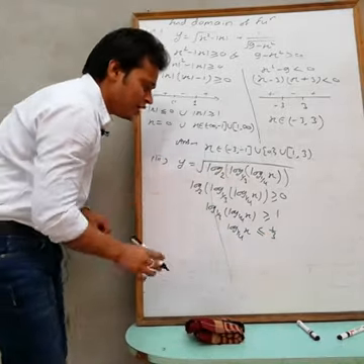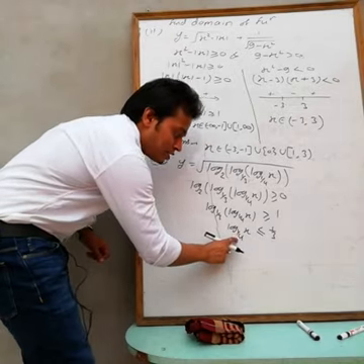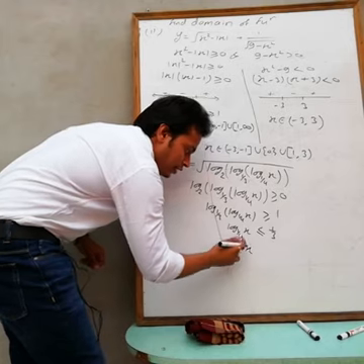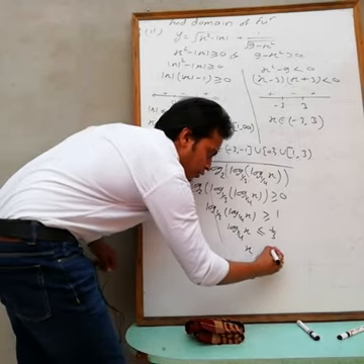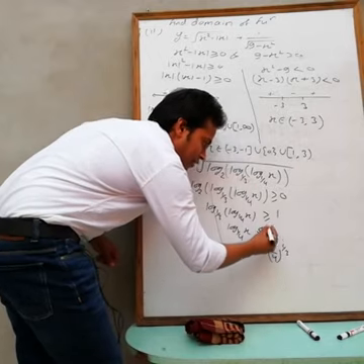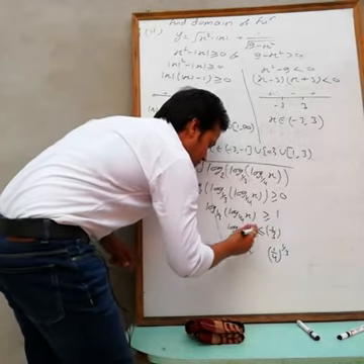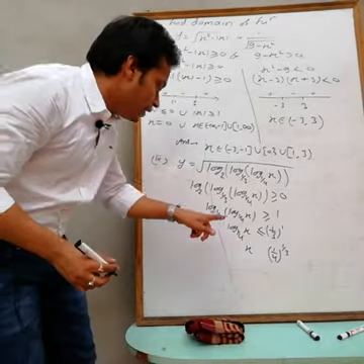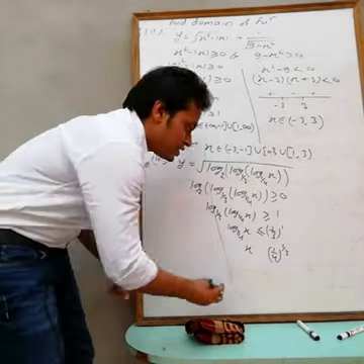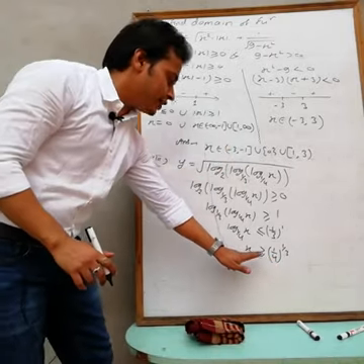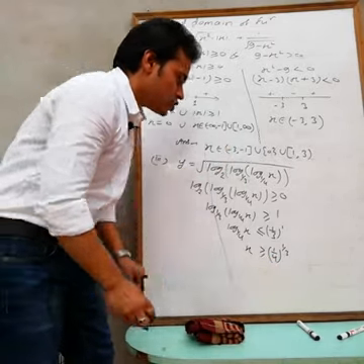Now again take anti-log. Now the base is 1 by 4, so what will you get? x, and here you will get 1 by 4 power 1 by 3. Again the base is less than 1, then change the sign of inequality. So from this one we are getting that x is greater than or equal to 1 by 4 power 1 by 3.